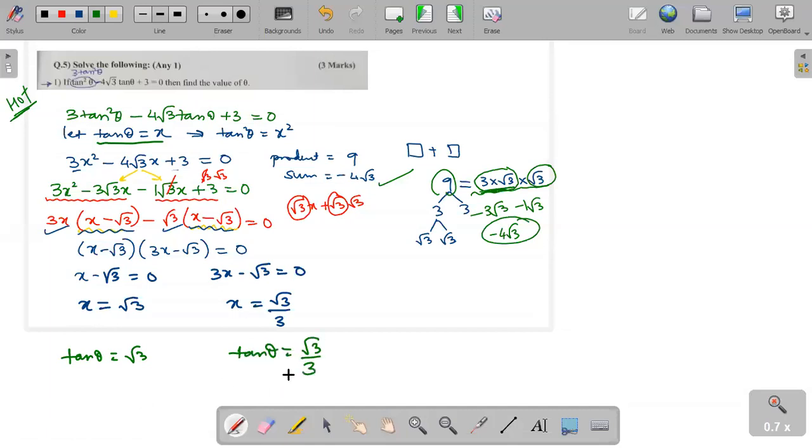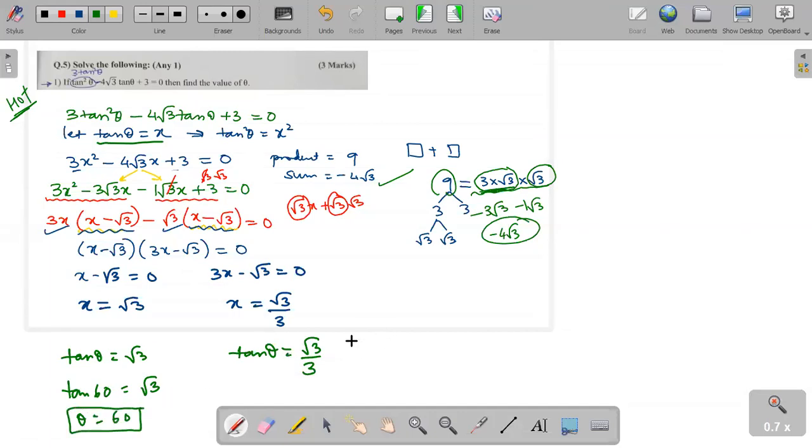Now you look at the table of trigonometric angles. What is the value of theta when it's root 3? So the answer to that is tan of 60. We know that tan of 60 is root 3, correct? So therefore we get theta equals 60 here.